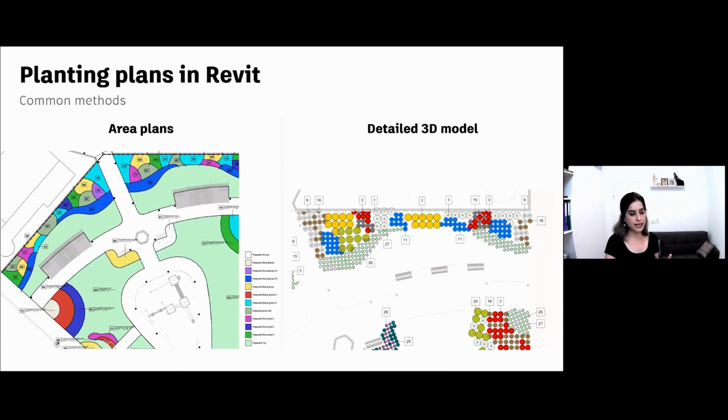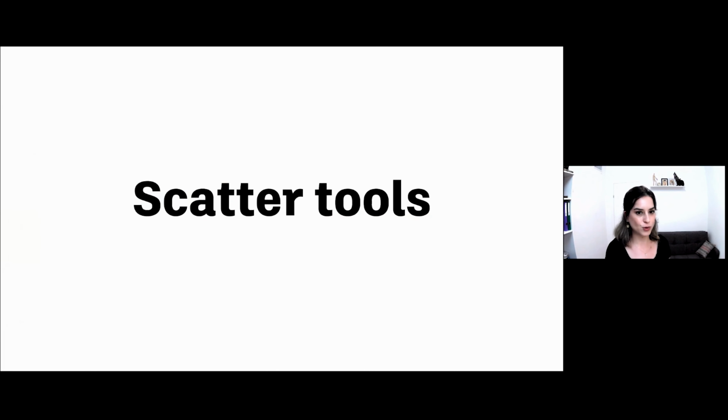So to streamline this process, we actually have two amazing tools I want to show you. And these will be the last tools that we see for today. These are our scatter tools. Now, before we start, I want to say our scatter tools can work with every Revit family, but we created them with plantings in mind, since again, we are landscape architects.